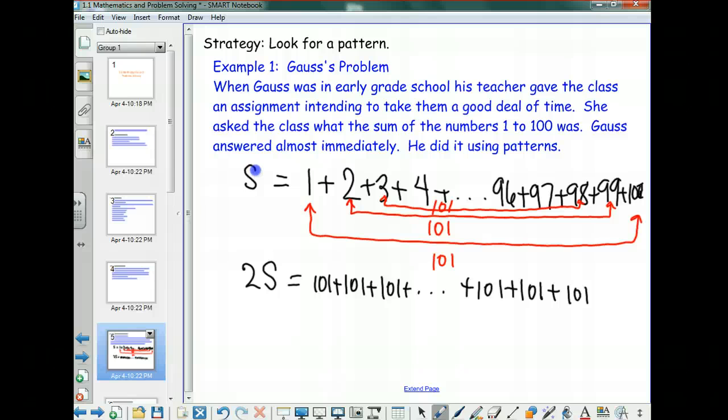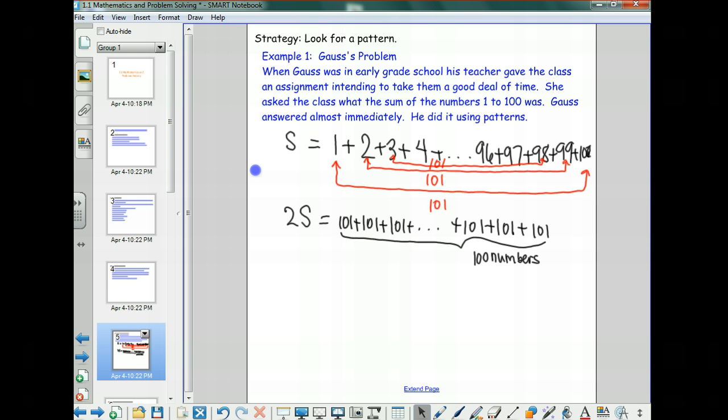What if I had only the evens? I'd have half of them, right? I'd have 50 numbers. What if we're only the odds? 50 numbers, okay? So we want to count up how many numbers we have. In this case, there are 100 numbers here. All right, so I have 100 numbers. 101 is the numbers that I have.